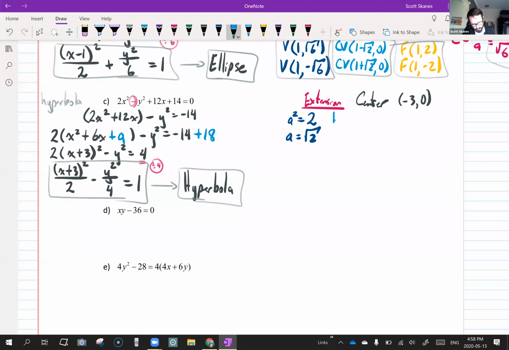Let's get B. B squared is now 4, so B must be 2. C. Well, C squared is the same as Pythagoras for hyperbolas, A squared plus B squared. Plus, not minus. That means that C is the square root of 2 plus 4, so root 6 again. Okay, just a coincidence.